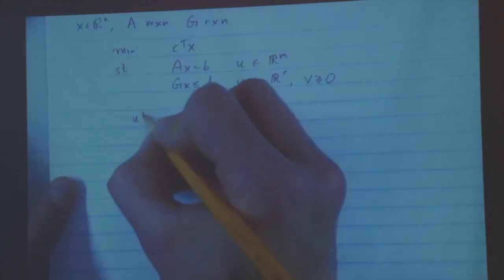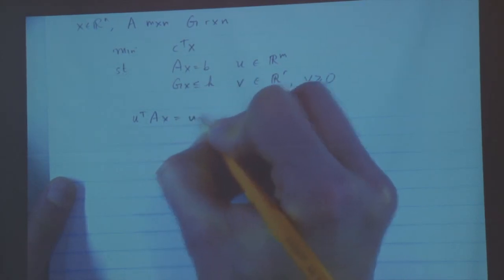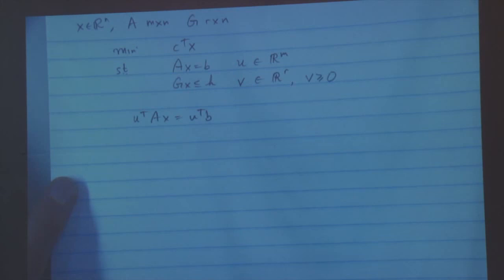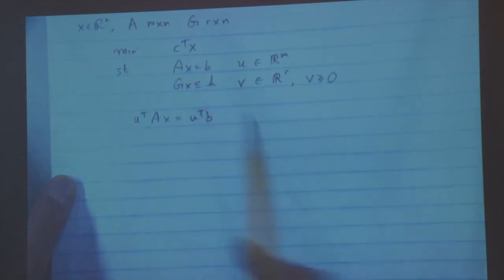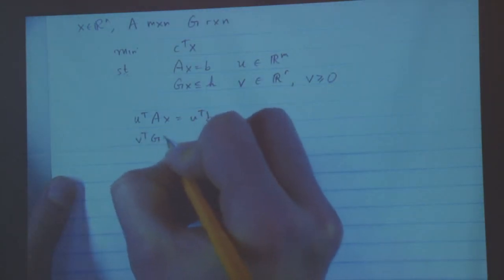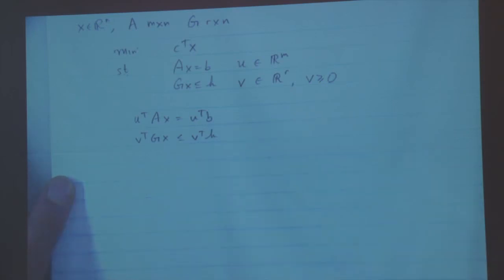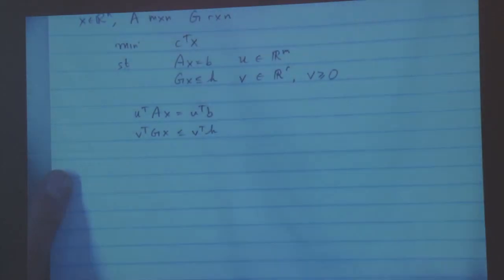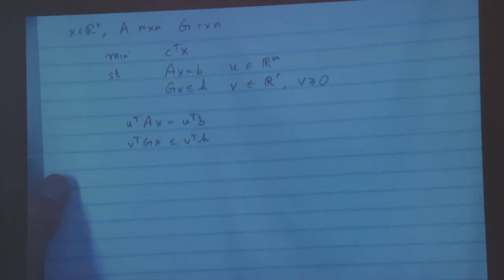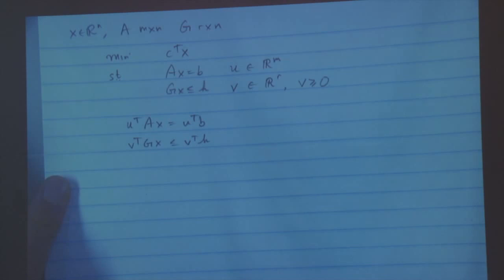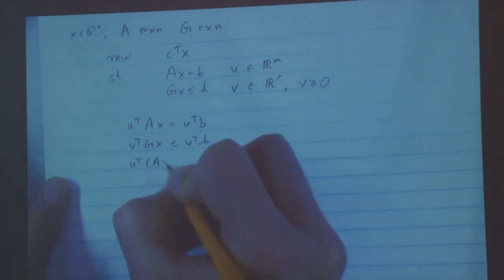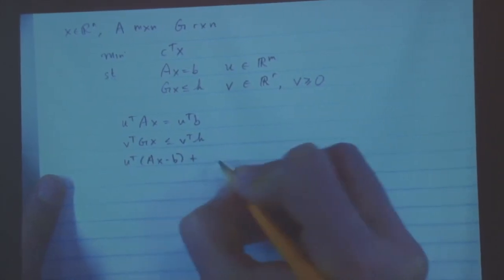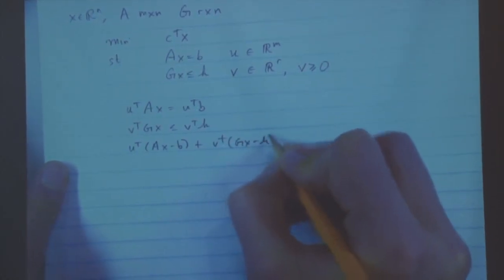Right? So it's always true that u transpose Ax is equal to u transpose b. And again, I can always multiply every component of this inequality by the corresponding component of v, as long as v is non-negative, and it's still an inequality. So I can always say that v transpose Gx is less than or equal to v transpose h. Those are my constraints on v, that it's non-negative in every component. And now adding them together, what do I get? I'm going to just rearrange it. I get u transpose (Ax minus b) plus v transpose (Gx minus h) is less than or equal to 0.